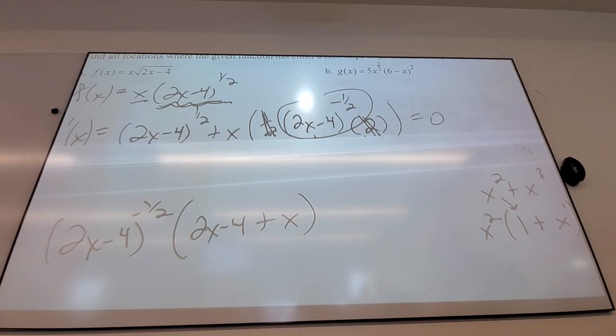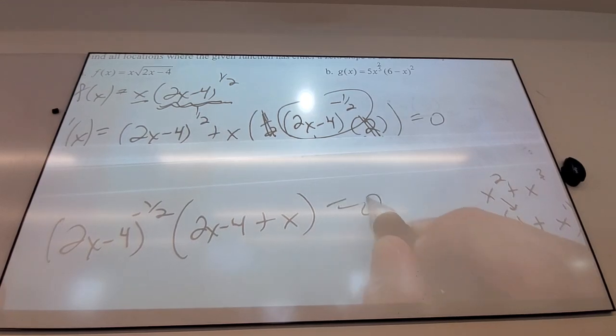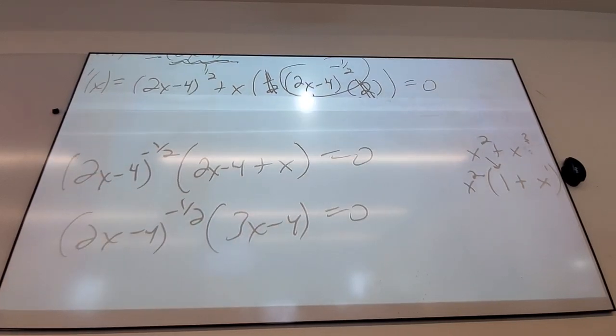And why am I doing this? Remind me why we're doing this? You're like, I don't know, somebody told me to sign up for this class. So we can set each one equal to 0. Set the whole thing to 0, and since we factored it, almost done. Where's this equal to 0?